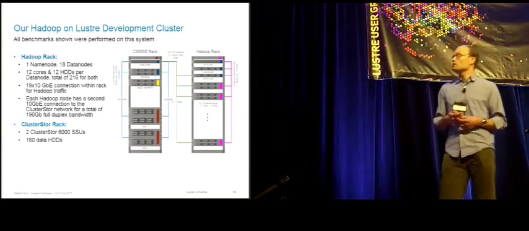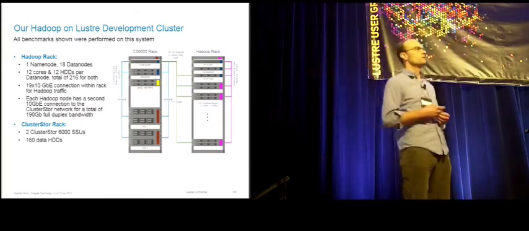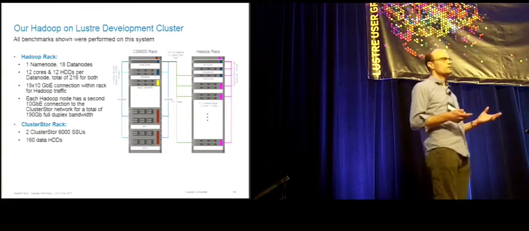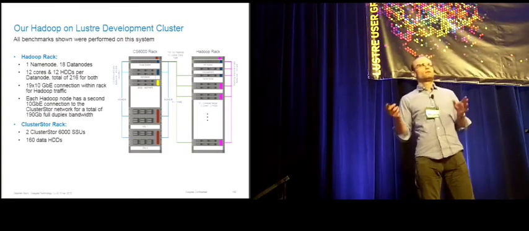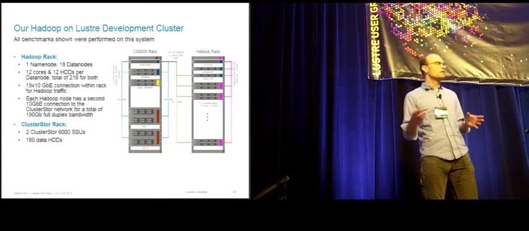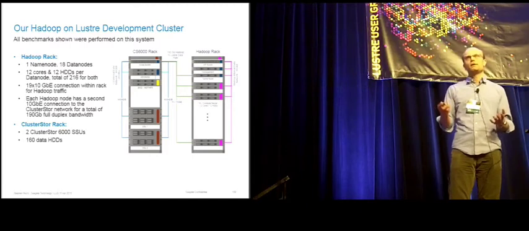You'll notice that we've got 216 data drives in the Hadoop rack and 160 data drives in the ClusterStor rack. So we actually have more IOPS, more speed on the Hadoop side than we do on the Lustre side when it comes to just if you wanted to add the hard drives.